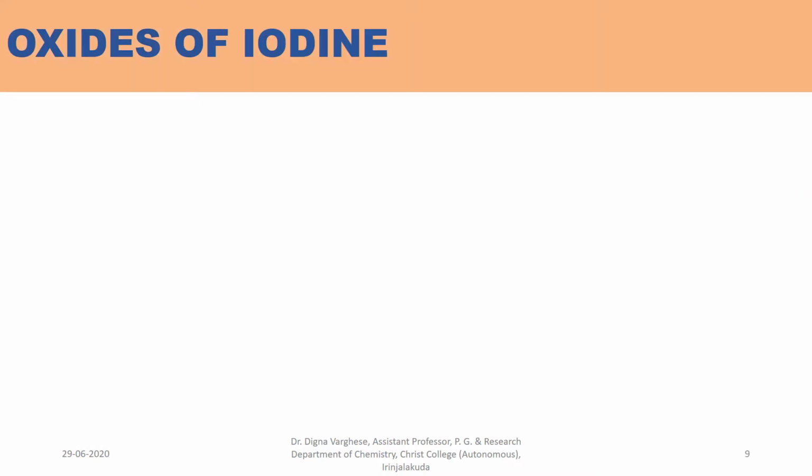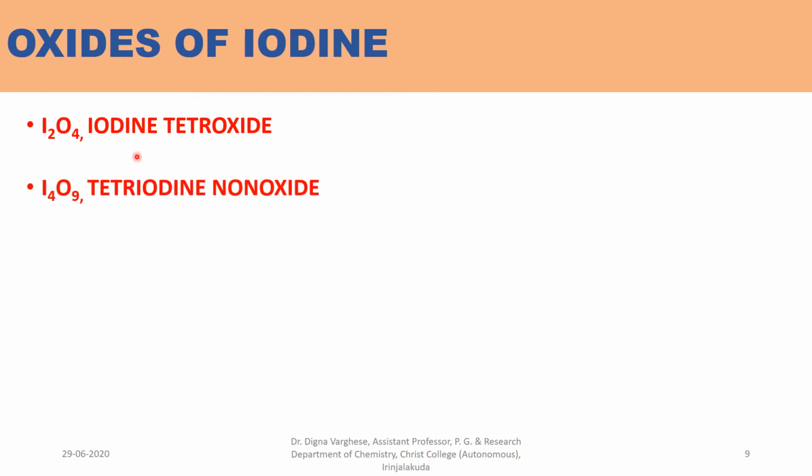Oxides of iodine. Iodine forms 3 main oxides. First one is iodine tetroxide, that is I2O4. Second one is tetraiodine nonoxide, that is I4O9. Both these are unstable oxides of iodine. And the third one is iodine pentoxide, I2O5.